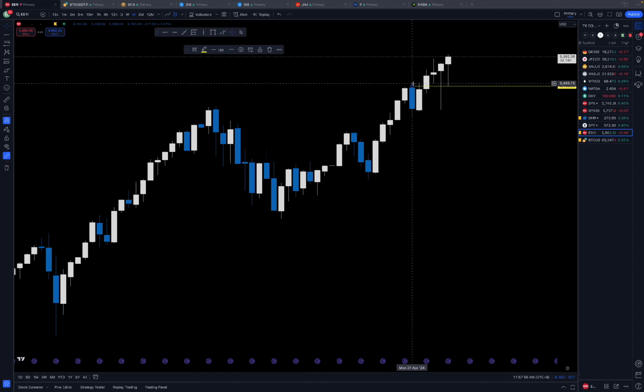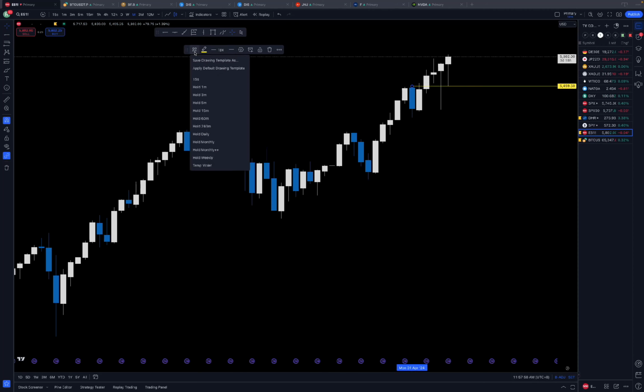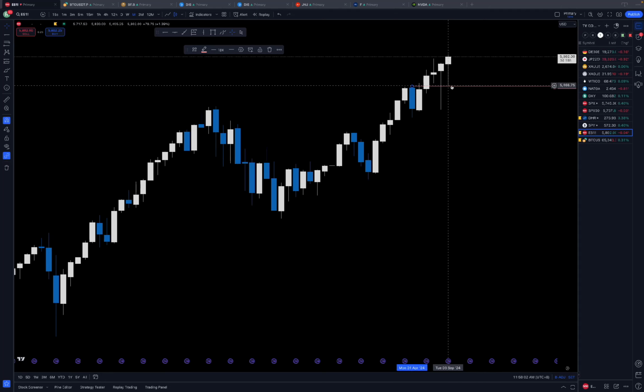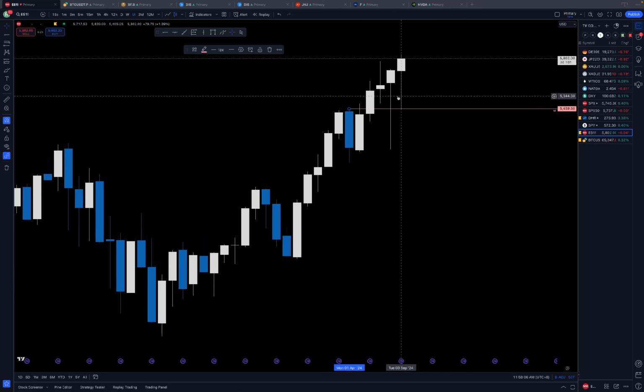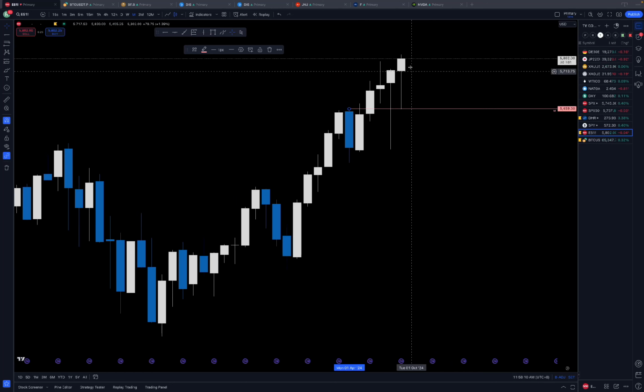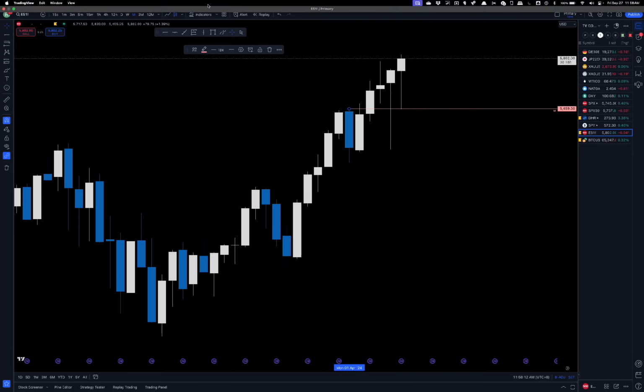Starting off again here, as we've noted in our previous videos, we did hold this monthly at the wick right here, which did move us up. This happened, right? We had that move down in August, hit that, and through September we've been moving up.